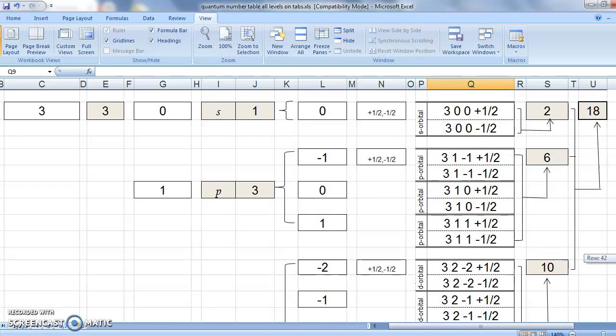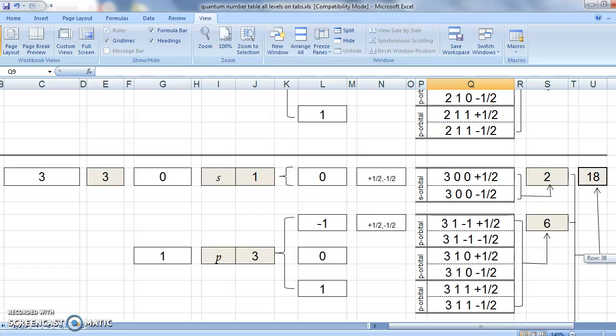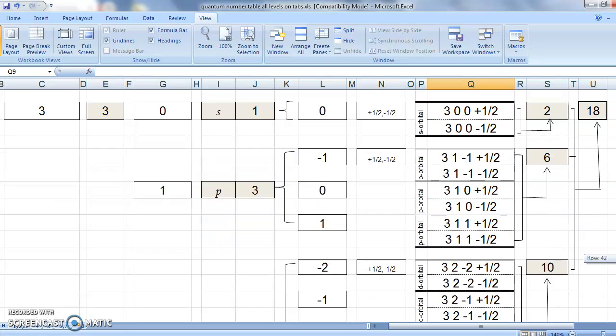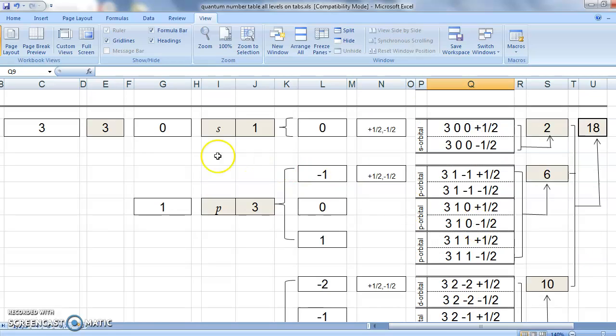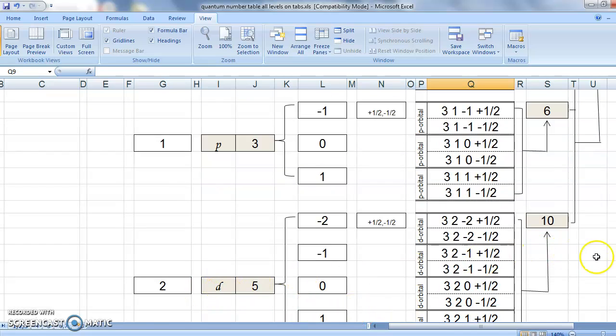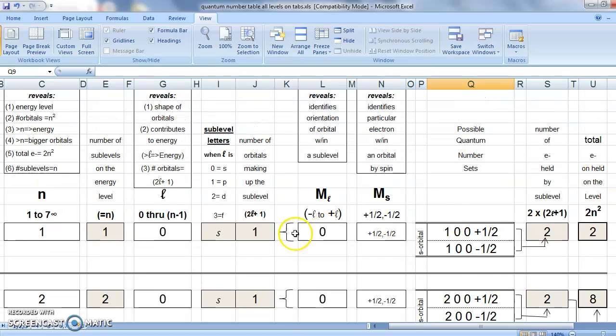Every electron has its own unique set of numbers. This is how this quantum number table works. It's just showing you all the possible values. On the third level, there are 3 sublevels. The 0 is the S, the 1 is the P, the 2 is the D. How do I know the second number is a 0, 1, and a 2? Because the second number is 0 up to the first number minus 1.